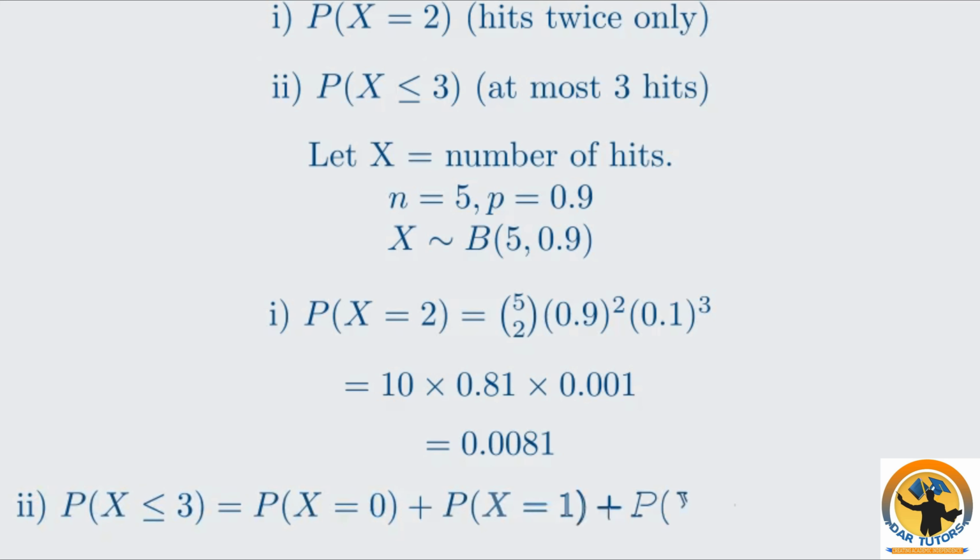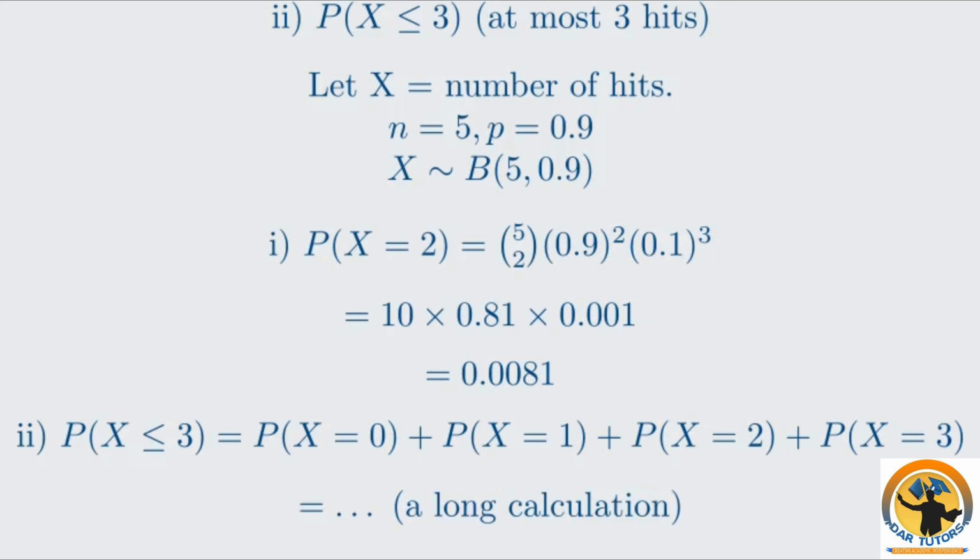Part 2 asks for at most 3 hits, P(X ≤ 3). This means 0, 1, 2, or 3 hits. We must calculate the probability for each of these values and add them up. This would be a long calculation. This brings us to the power of technology in the IB Maths HL course.